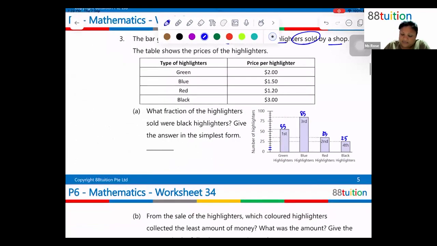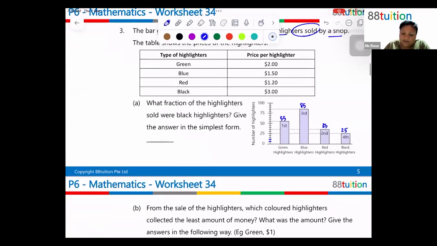The question says, what fraction of the highlighters sold were black highlighters? That means against the total sold. Now, what is the total number of highlighters sold? So you have to add up all these numbers. Total would be equal to how many? How many highlighters were sold?